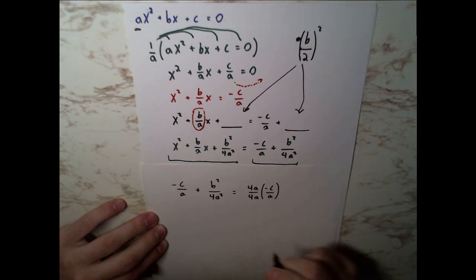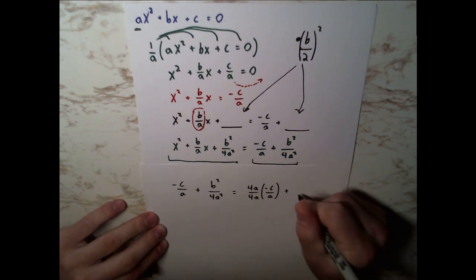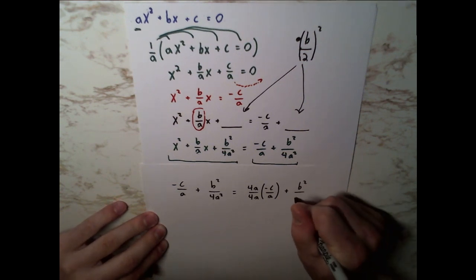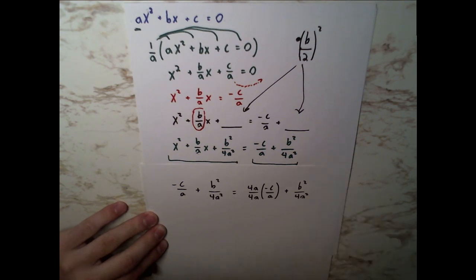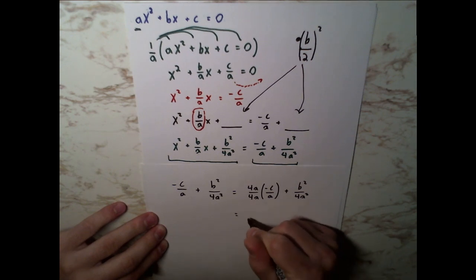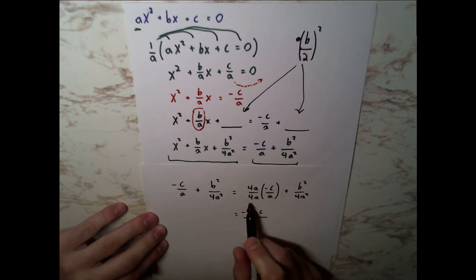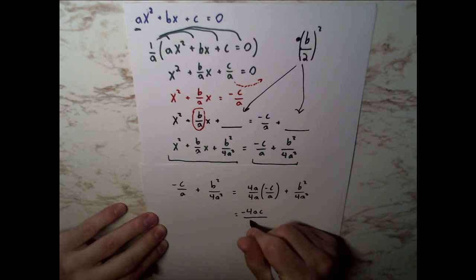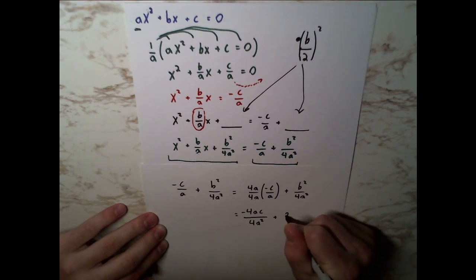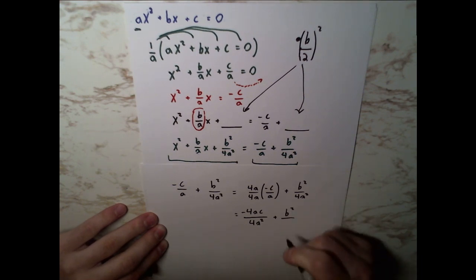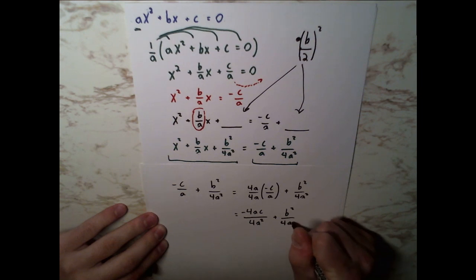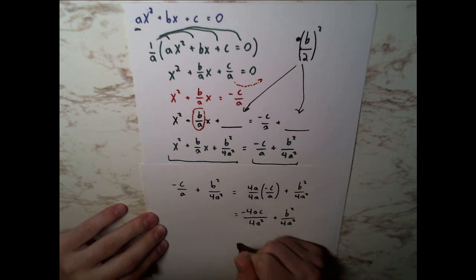And this should give us our common denominator, and then I'm just rewriting this term here, b squared over 4a squared. So when we complete this multiplication, we're going to get 4ac, and it's going to be negative, and then 4a times a is 4a squared. And then bringing down this other term, we see now that we have our nice common denominator. So these two terms can be easily added.